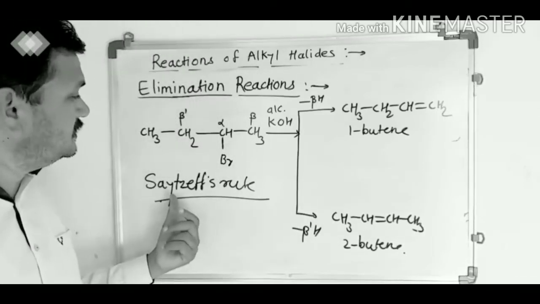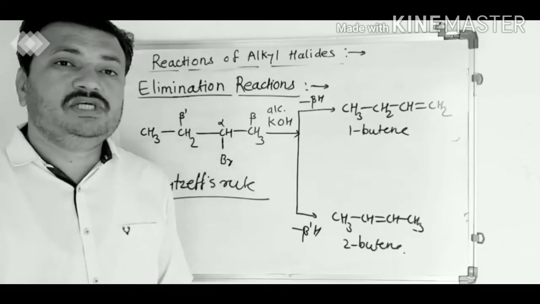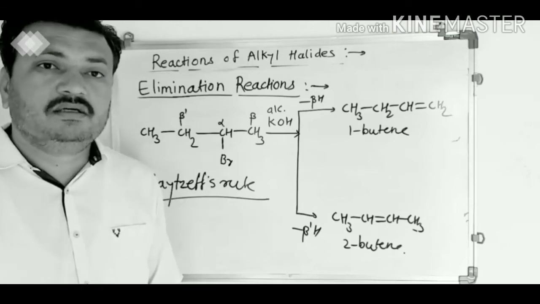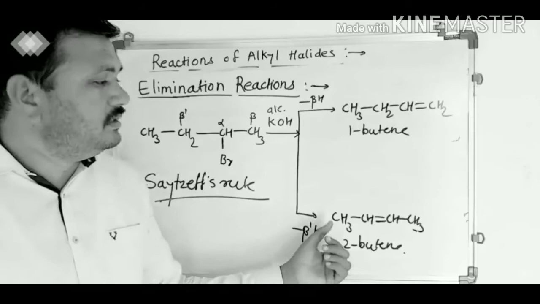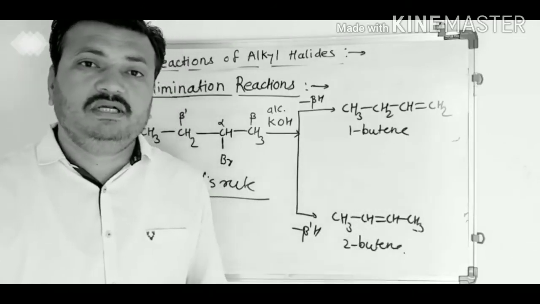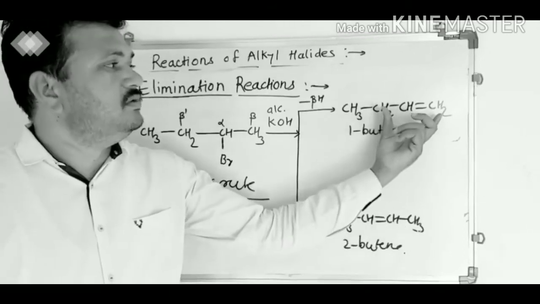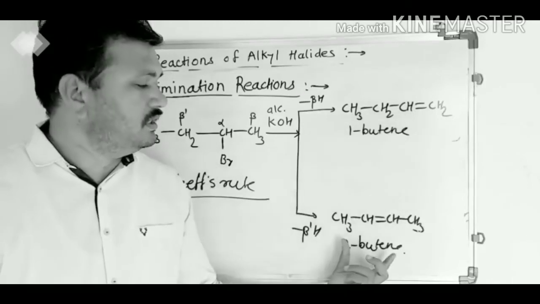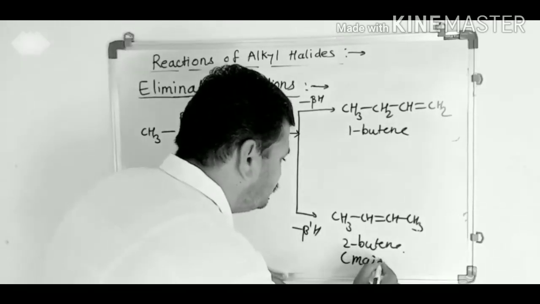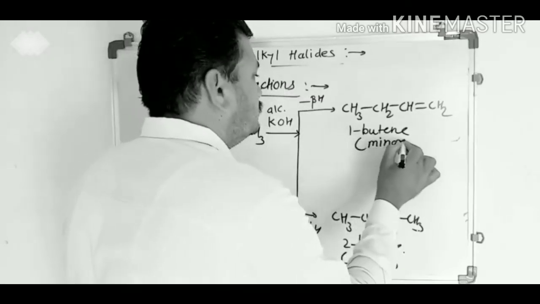What does Saytzeff's rule suggest? This rule states that in an elimination reaction, the alkene that carries the larger number of substituents is obtained as the major product. That means it has two alkyl substituents, while the other has one alkyl substituent. Therefore 2-butene is the major product and 1-butene is the minor product.